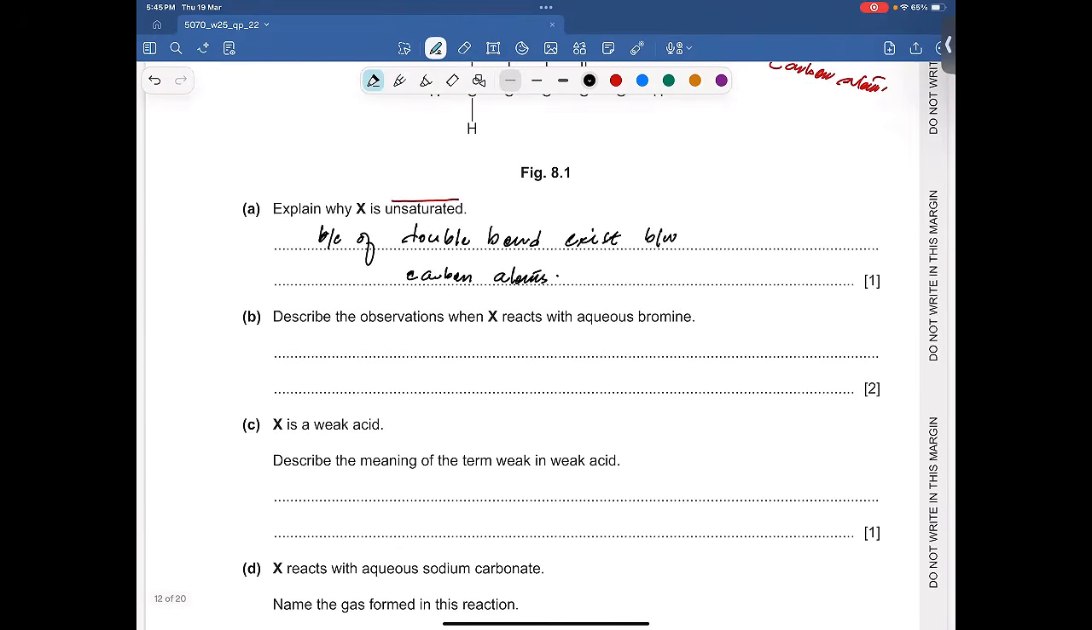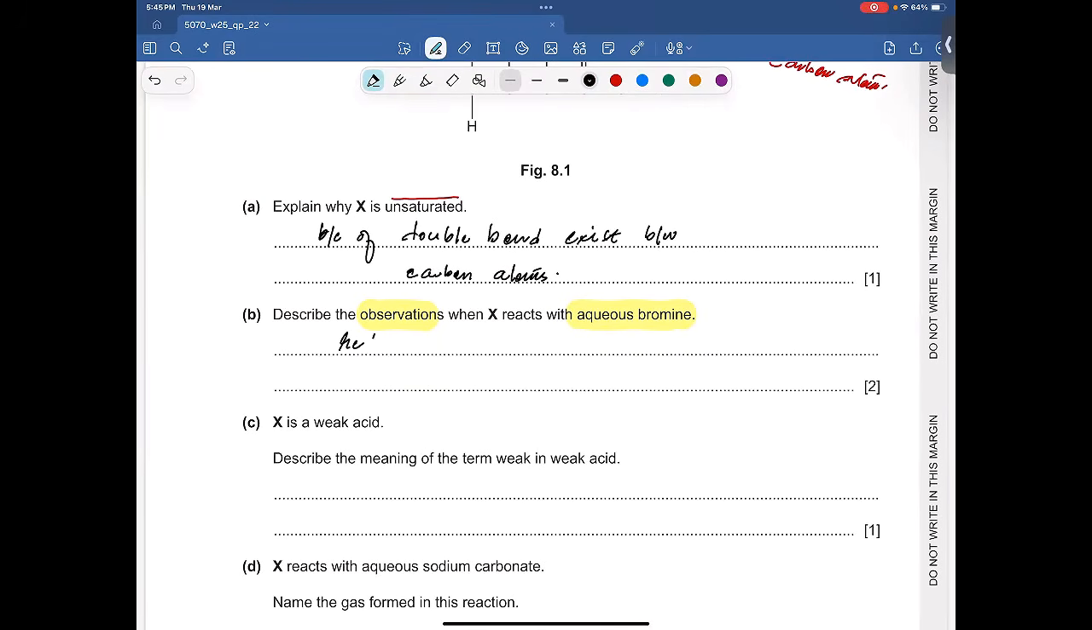Describe the observation when X reacts with aqueous bromine. So obviously it's going to be red-brown, also called orange, to colorless. And that's what I've given you. Same sort of observation in the class.